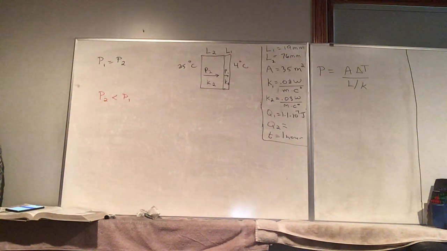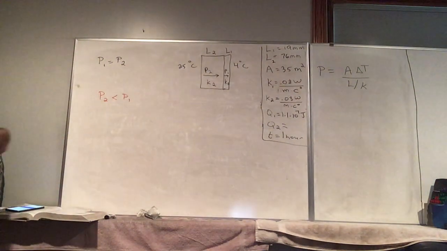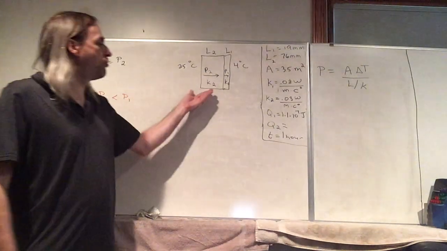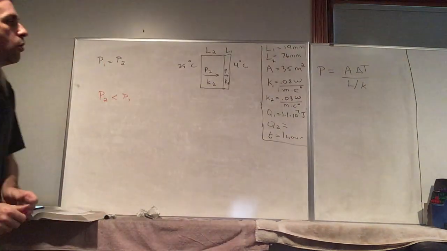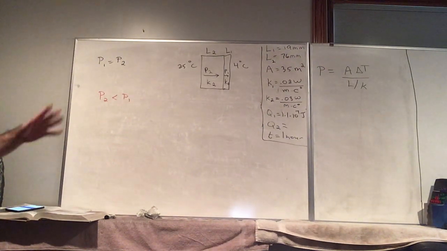But what would happen if that was the case? Let's say we look at a certain time interval where 100 joules flows through the insulation, just the layer of insulation. And if P1 is greater than that, that means 100 joules flows through the insulation, but more than 100 joules flows through the wood.